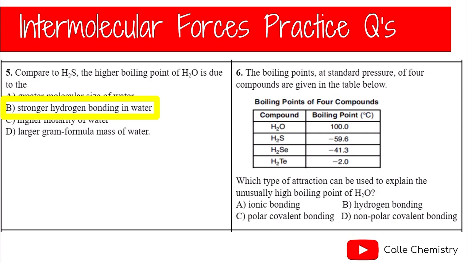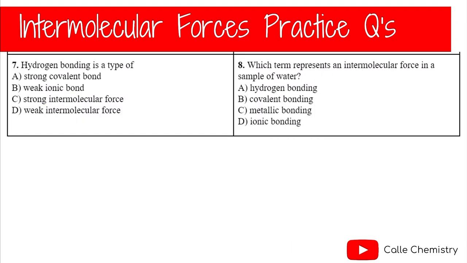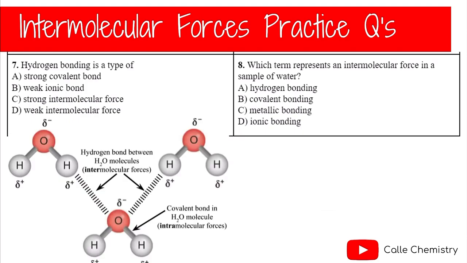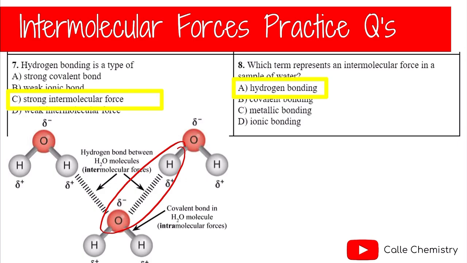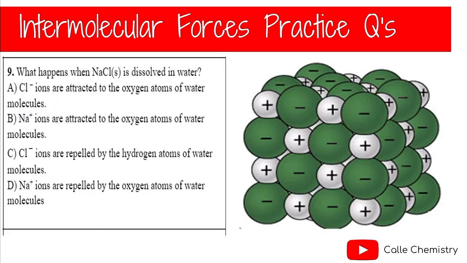Number 6, which type of attraction can be used to explain the unusually high boiling point of H2O? Hydrogen bonding. Moving on. Hydrogen bonding is a type of, we know this, it's between molecules. So this is a strong intermolecular force. Number 8, which term represents an intermolecular force in a sample of water? Hydrogen bonding.